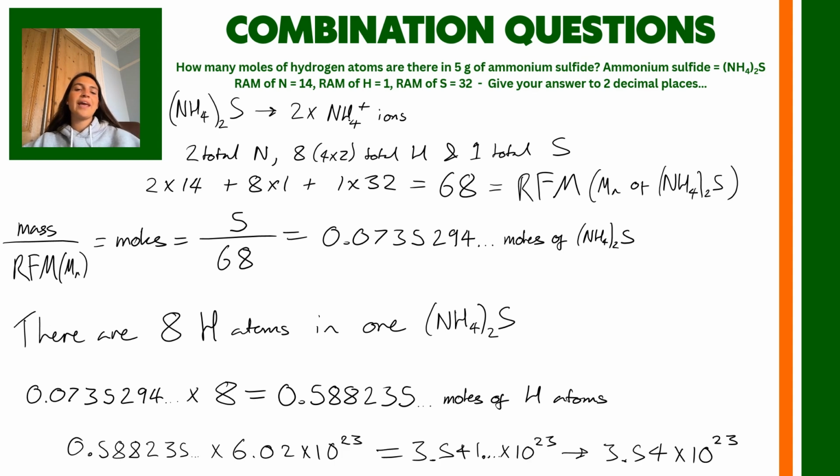And just to show you here, if I wanted to know how many atoms of hydrogen that actually is, then I take the number of moles and I multiply by Avogadro's number, 6.02 times 10 to the 23, to give me 3.54 times 10 to the 23 atoms of hydrogen.